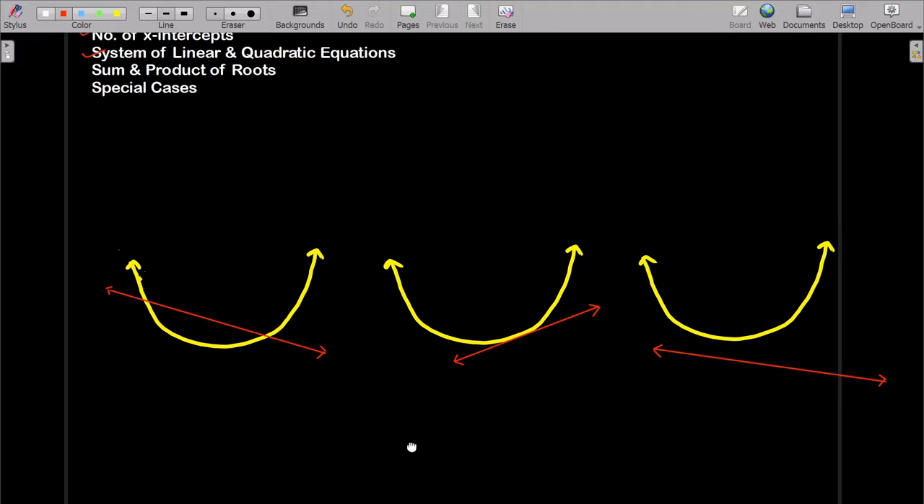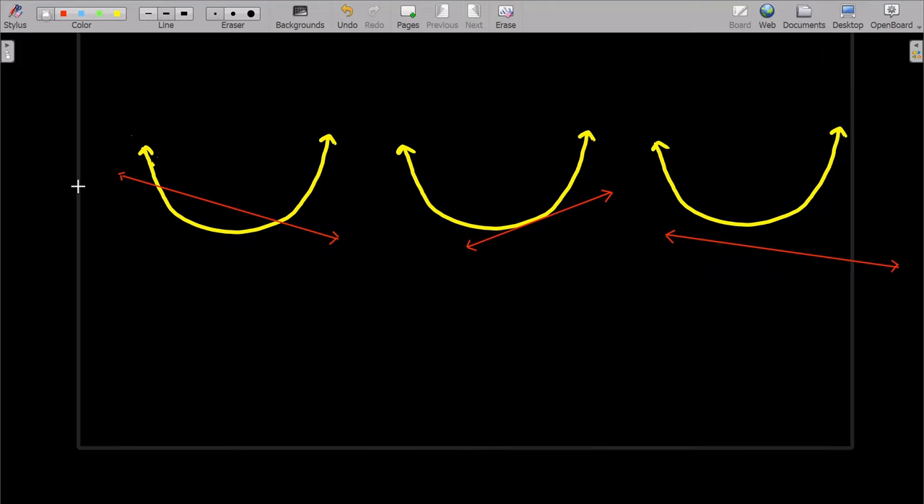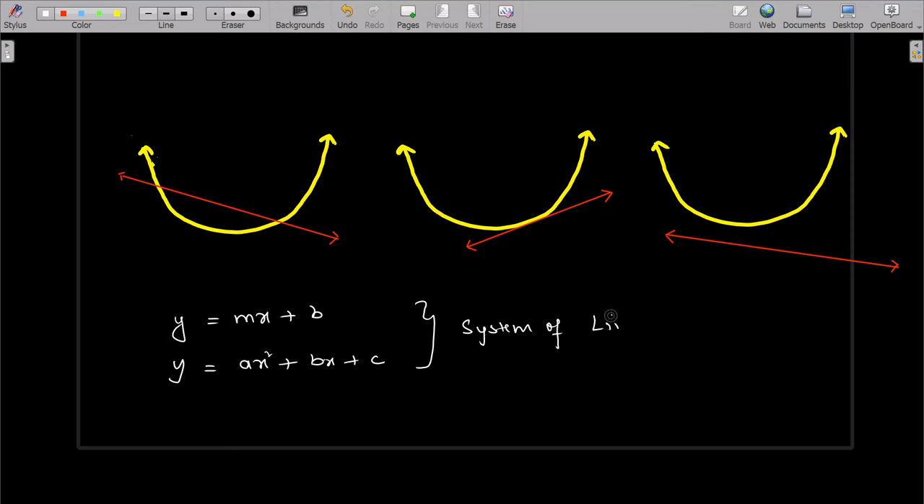Now, how will you get the questions? You will get the equation of any random line, for example y is equal to mx plus b, and the equation of a parabola, y is equal to ax square plus bx plus c. This is called the system of linear and quadratic equations. System, because one equation is linear and one equation is quadratic.